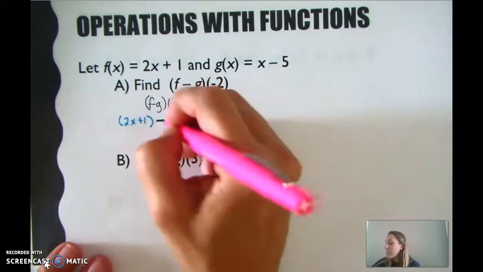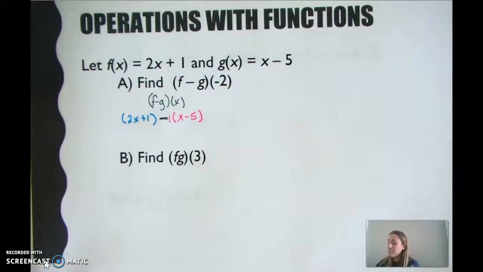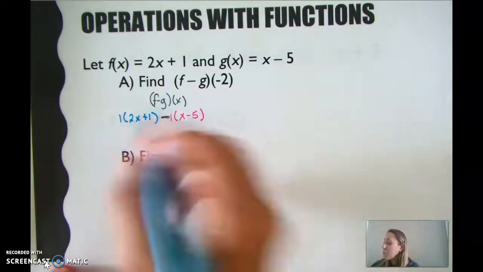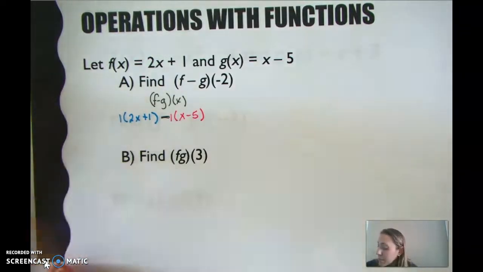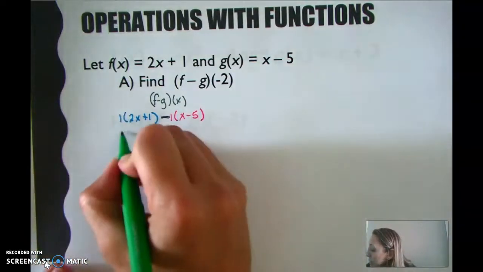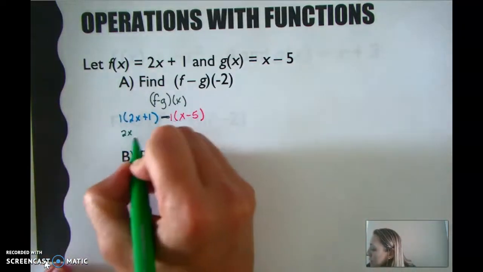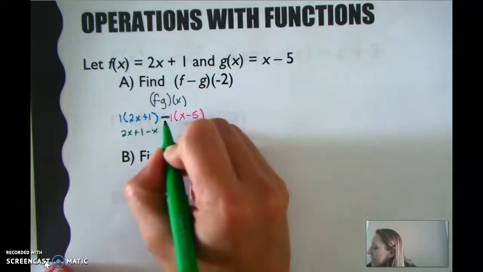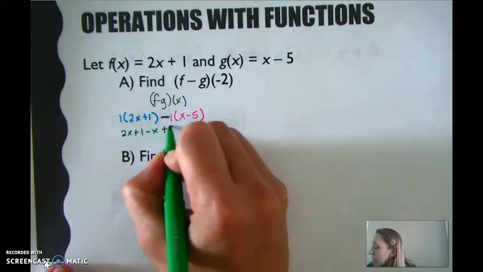Again, I'm going to distribute what's in front of it. I'm going to put that imaginary 1. I'm just going to write it out so I can get rid of this parentheses. So 1 times 2x is 2x. 1 times 1 is 1. Negative 1 times x is negative x. And negative 1 times negative 5 is a positive 5.